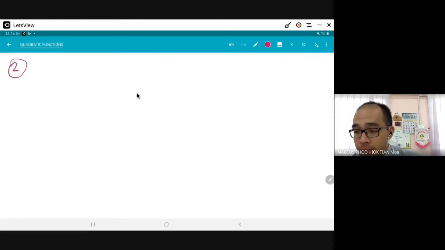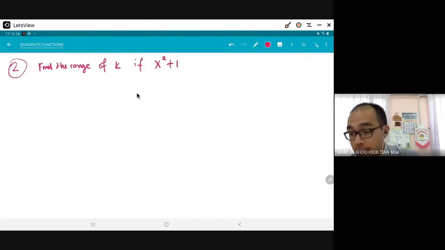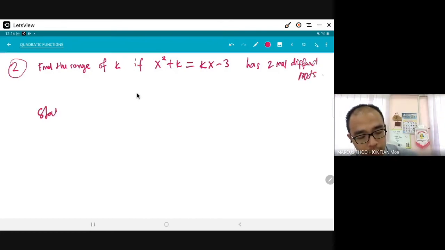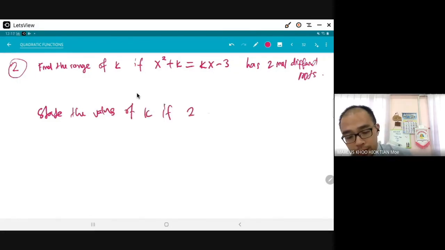Okay, question number 2. Okay, quite interesting lah. Dia cakap, find the range of the values of k if x squared plus k equals to kx minus 3. Dia cakap has 2 real and different roots. Lepas itu, state the values of k, if it is two real and equal roots.